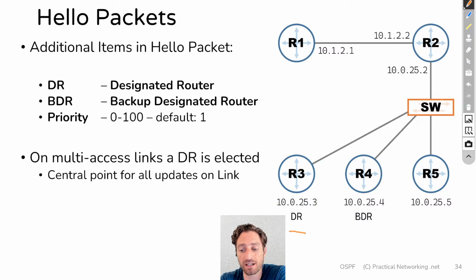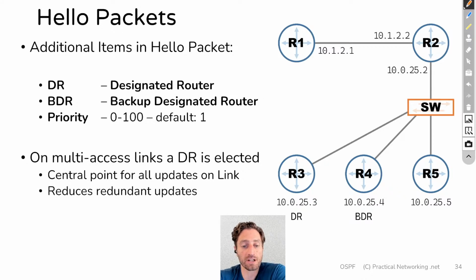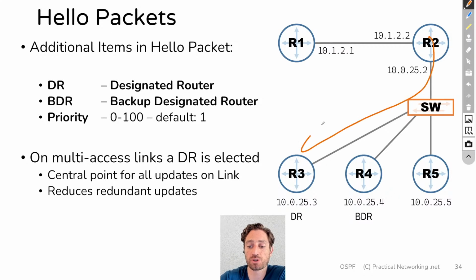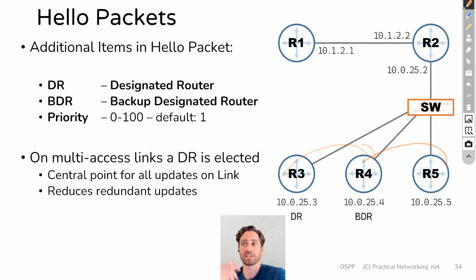Maybe router 3 had a priority of 50, and router 4 had a priority of 25, and router 5 and router 2 had the default priorities of 1. That's what made router 3 the designated router. Either way, this concept of the designated router is how redundant updates are limited or prevented, if you will. Because whenever router 2 has something new, it just tells the DR, and then the DR passes it on to everybody else. And so you don't have this everybody sending updates to everybody else situation.